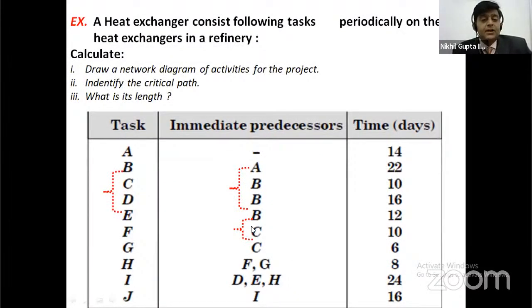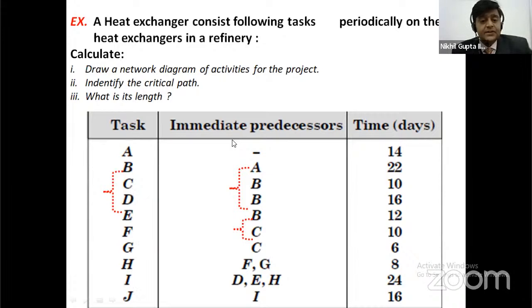Now, how to calculate CPM? To understand CPM, we take the example of a heat exchanger. A heat exchanger requires the following tasks periodically in a refinery. In this, we draw the network diagram of the project's activities, identify the critical path, and finally find the length of the project. These are the tasks: task A, task B, task C, task D, and so on up to task J.